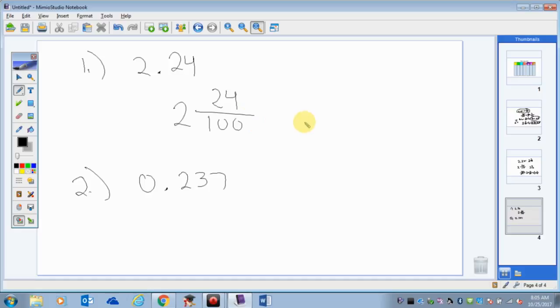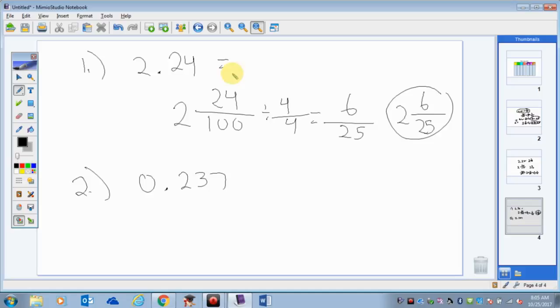24 over 100 can be reduced. It can be reduced by 4. 24 divided by 4 is 6. 100 divided by 4 is 25. So it's going to be 2 and 6/25 when we put the whole number back with the fraction. That's our answer there. So 2.24 is equal to 2 and 6/25 as a reduced mixed number.